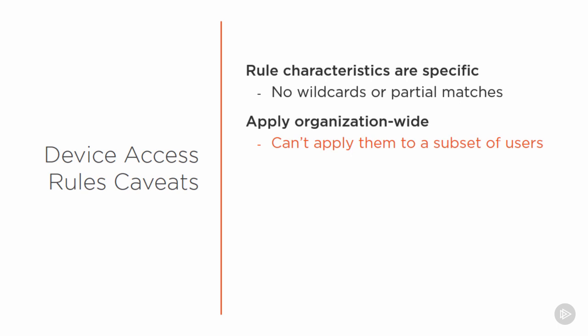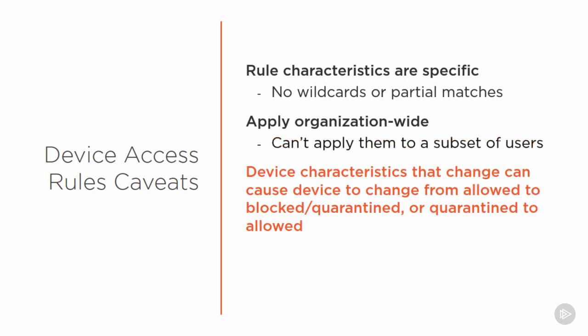The only way to exempt someone from a device access rule is to add a personal exemption for their device, which is checked earlier in the ABQ workflow, which would therefore allow their device before the device access rules are even checked. And also the device characteristics that you configure your device access rules to check for can change, which might cause a device to change from an allowed to a blocked or quarantine state.